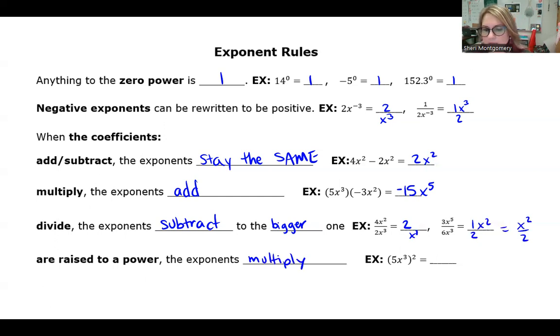So this 2 on the outside is going to distribute into both of these pieces. So you end up with 5 squared and then x to the 3 times 2. Now we can clean it up. What is 5 squared? 25. What's 3 times 2? 6. Sometimes you'll see it written as 5 squared and then x to the 6th power. Sometimes you'll see it as 25 x to the 6th power. They're the same.